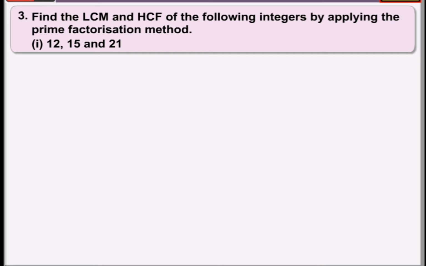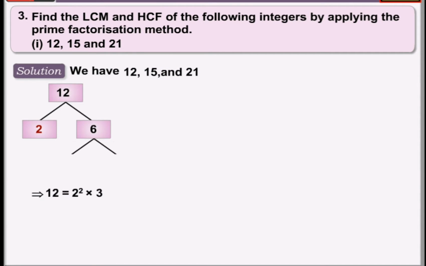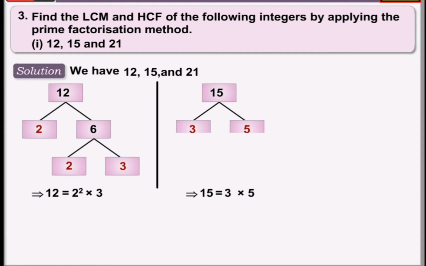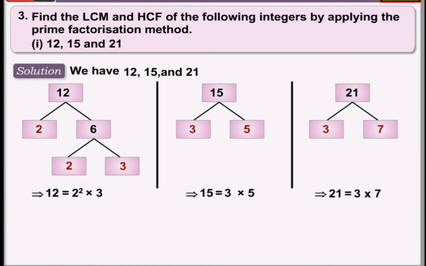Find the LCM and HCF of the following integers by applying the prime factorization method. Number 1: 12, 15 and 21. Answer. We have 12, 15 and 21. 12 is 2 square into 3. 15 is 3 into 5. And 21 is 3 into 7.